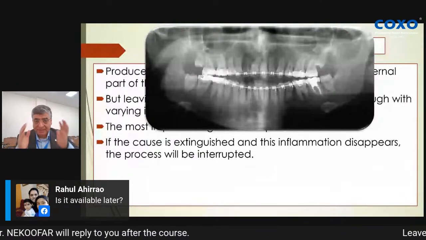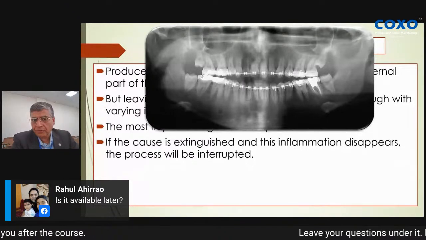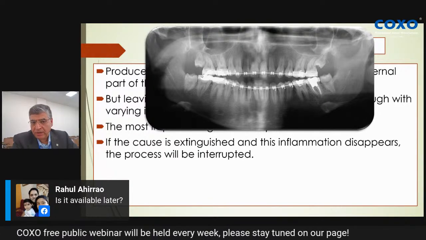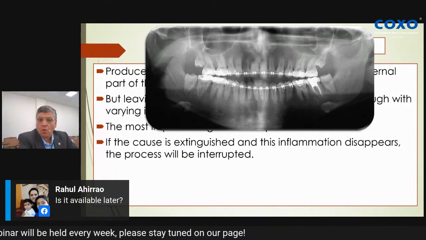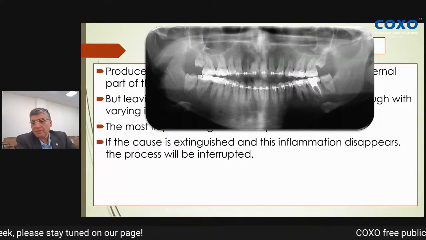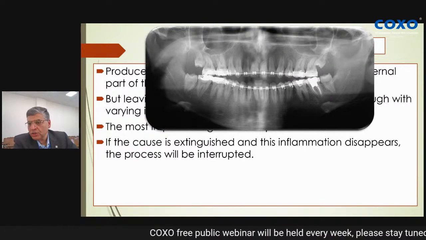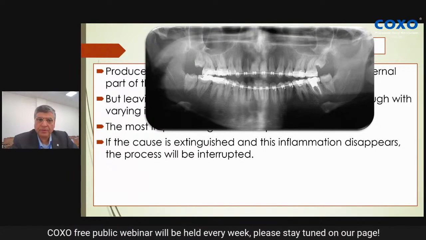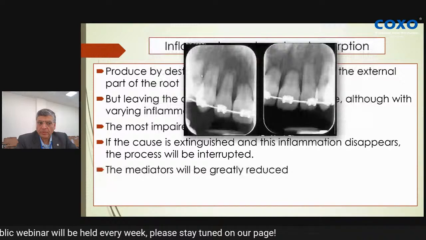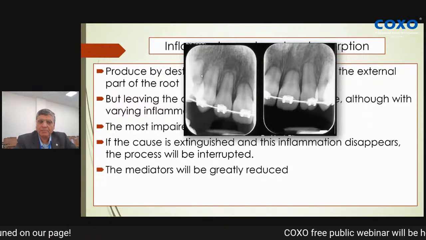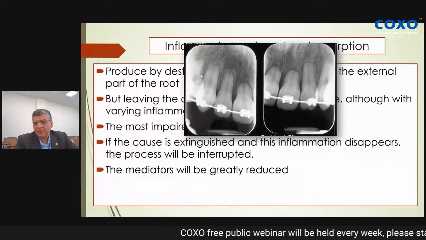That means if something like that happens in the middle of the orthodontic treatment, we need to stop applying forces to this type of teeth. Because if we carry on and if we don't remove the cause of this inflammation, the resorption may not stop and end up with a full resorption of the tooth. The mediators, if we extinguish the cause, will be greatly reduced and the resorption will stop.